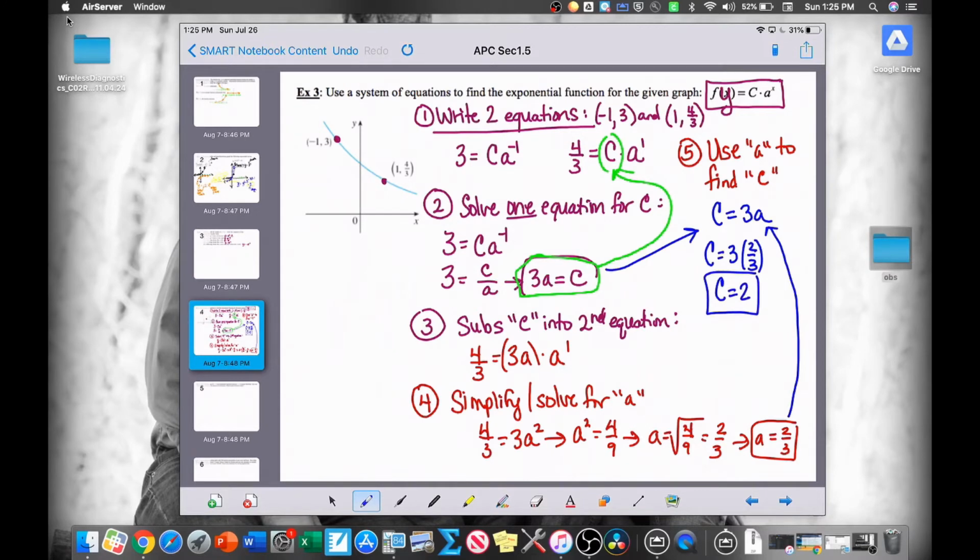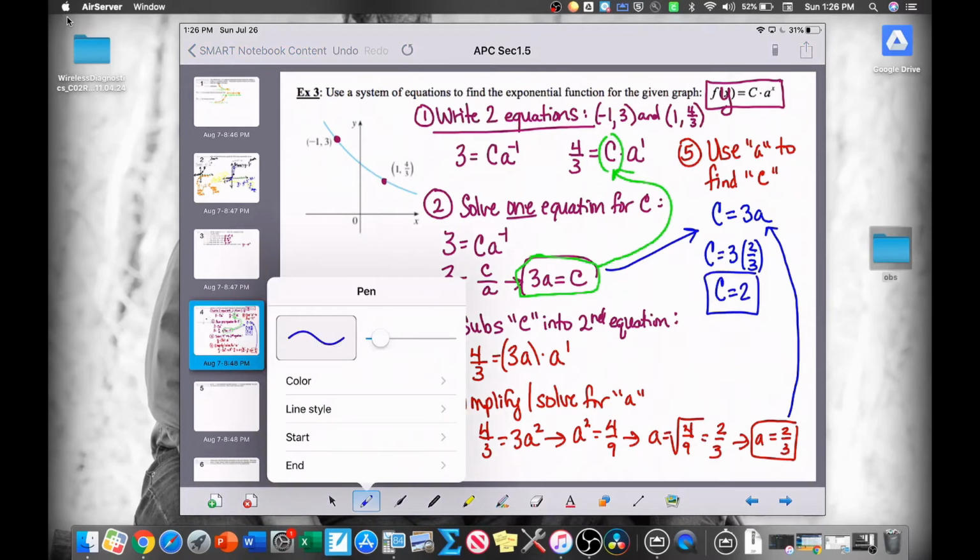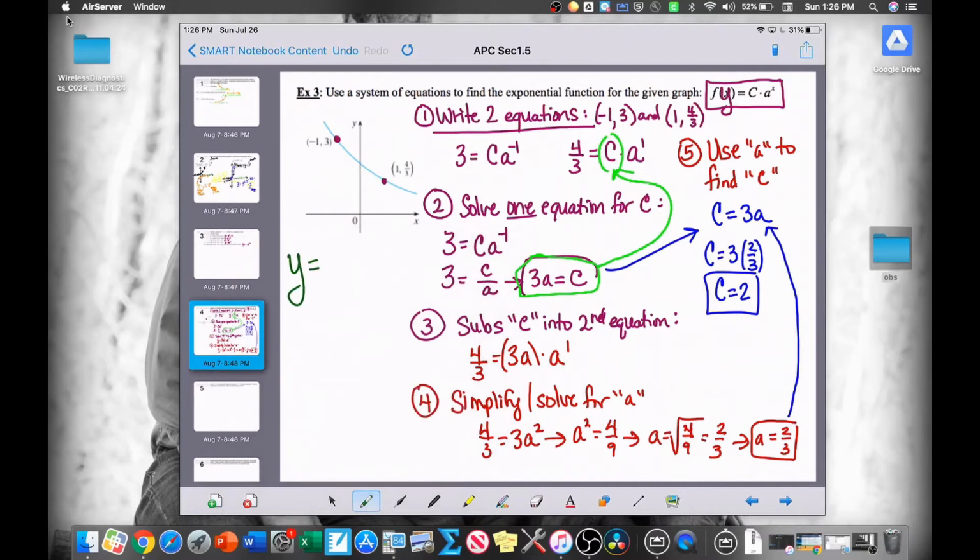So now I'm almost there. Last step is I just have to write the exponential function. I've got my c, I've got my a. I just have to put them together. So my final answer here is going to be y equals c, which is 2, times a, which is 2/3, and I'm going to put that in parentheses just because it's a fraction, to the x power. So that is my solution, or my exponential function that matches that curve.